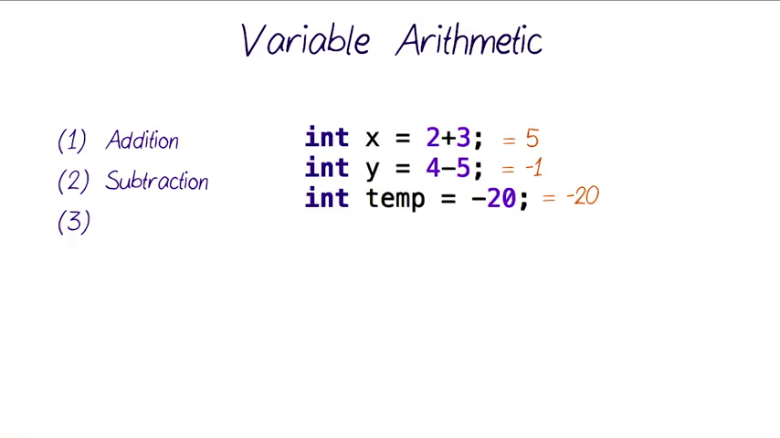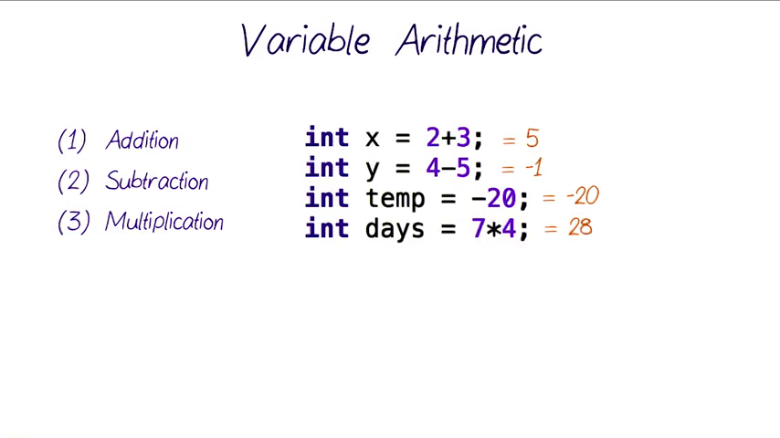For multiplication, you can use this asterisk sign. That's usually Shift 8 on your keyboard. So this would multiply 7 by 4 and store the value 28 in the variable days.